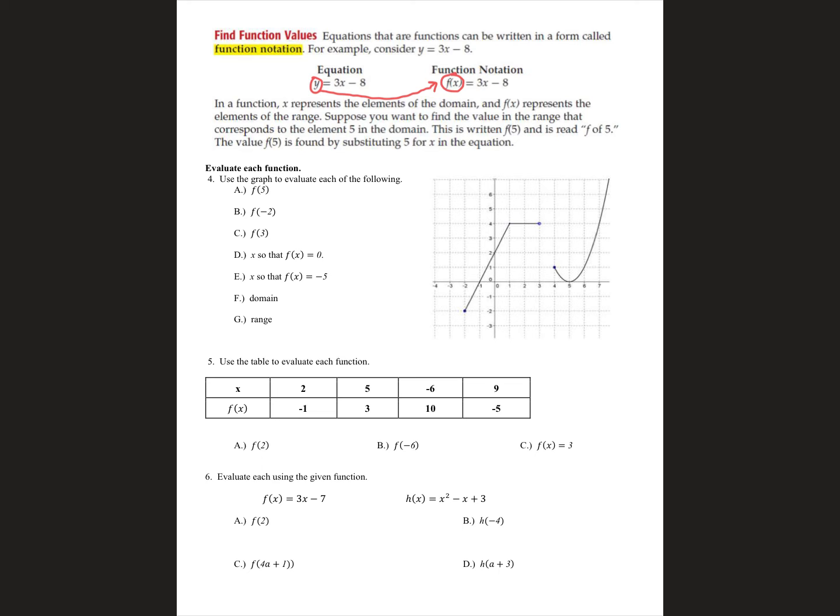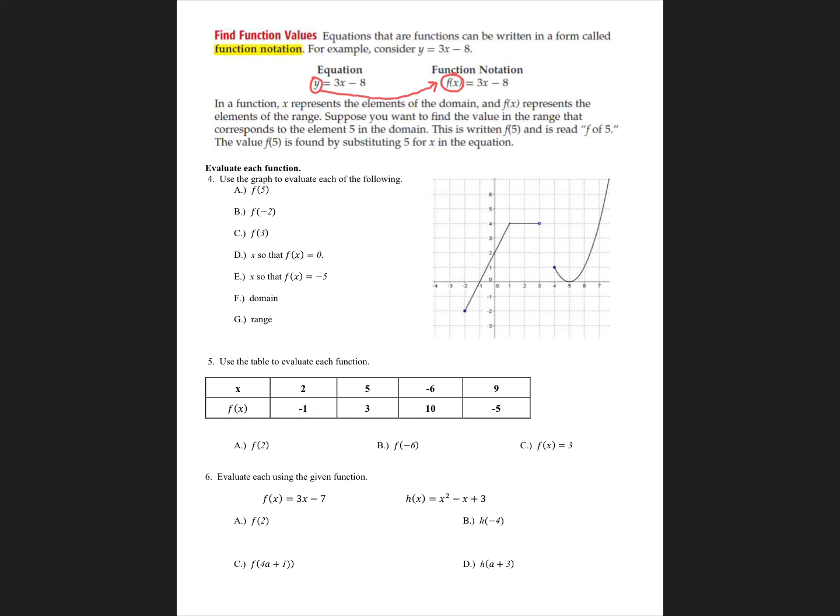F of x is just simply saying I'm going to take some x value from our input value, plug it into our function, and you're going to tell me what we get out. So right below here it says in a function, x represents the elements of the domain, f of x represents the elements of the range. So going back to x is input, y is output, x is your domain, y is your range, x is your input, f of x is your output. Suppose you want to find the value in the range that corresponds to the element 5 in the domain. This would simply be written as f of 5.